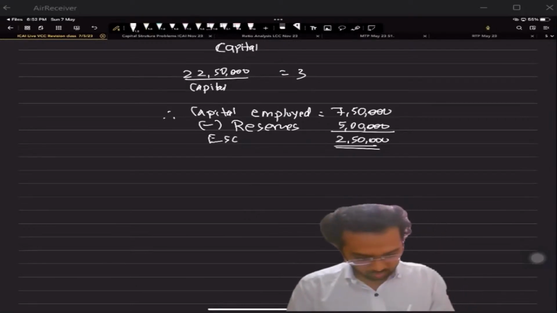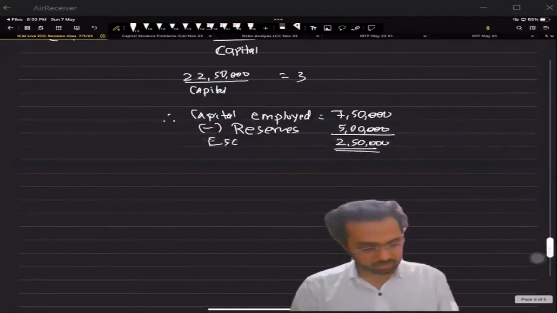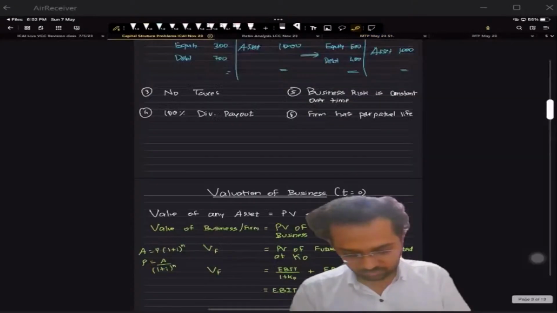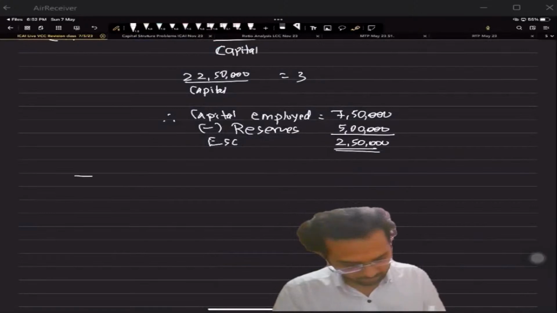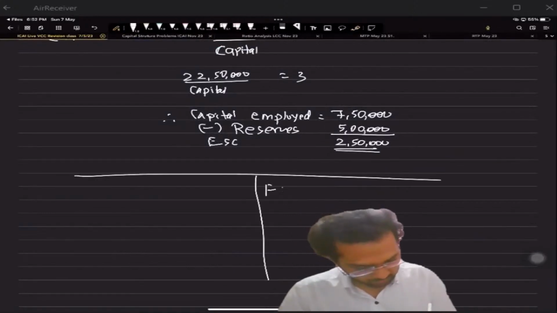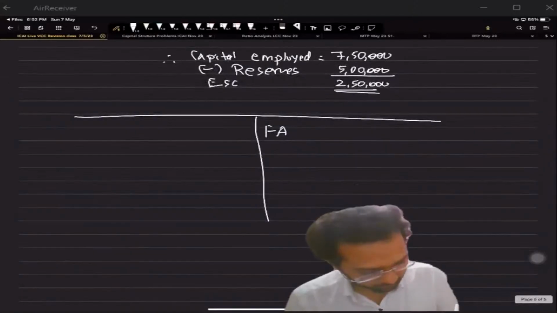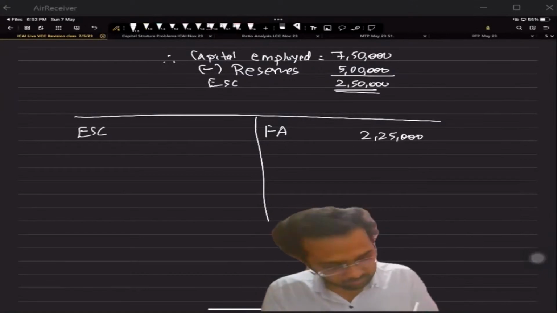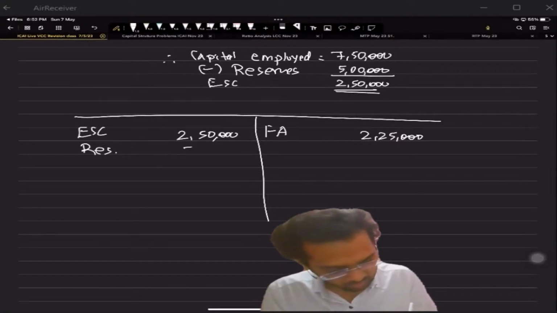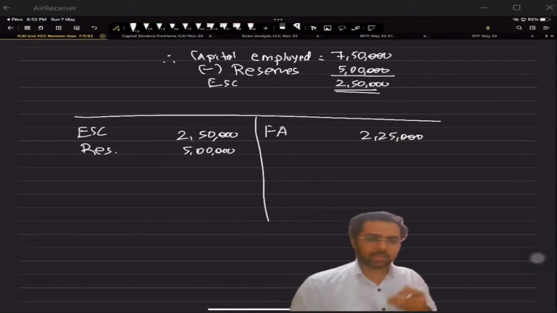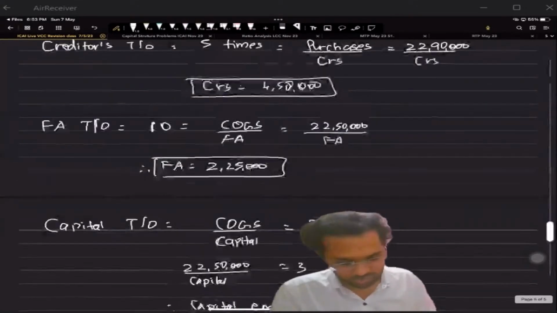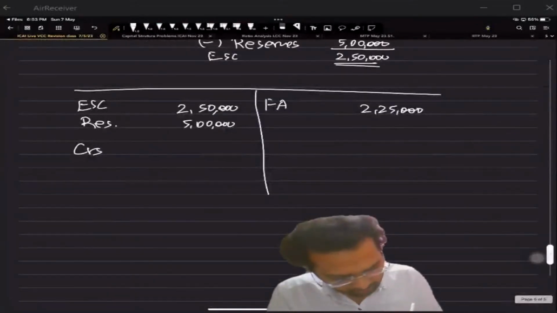So I think we are done with almost part of it, because then the question asks us to show the assets and liabilities. So if we just try to put up the balance sheet, we have computed the fixed assets to be 2 lakh 25,000. Equity share capital 2 lakh 50,000. Reserves of 5 lakh. And they say they don't have any debt or bank OD, nothing. So you just have the amount of creditors in your books. The creditors is 4 lakh 58,000.